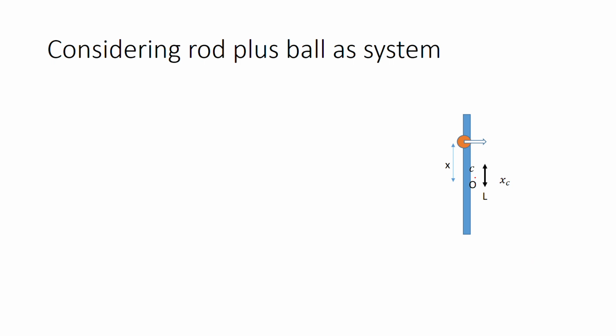XC is the position of the center of mass of the system, that is, the entire ball plus rod as a system, and x minus XC is the distance of the center of mass from the point where this ball is striking the rod. Now when we are considering this ball plus rod as a system, we are assuming that V is the velocity of the center of mass of the system, which is at a distance XC from the center of the rod.